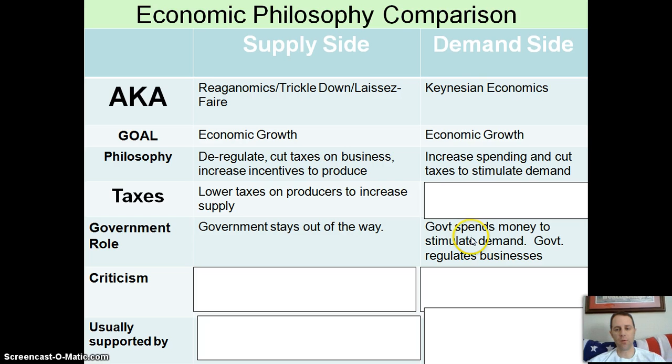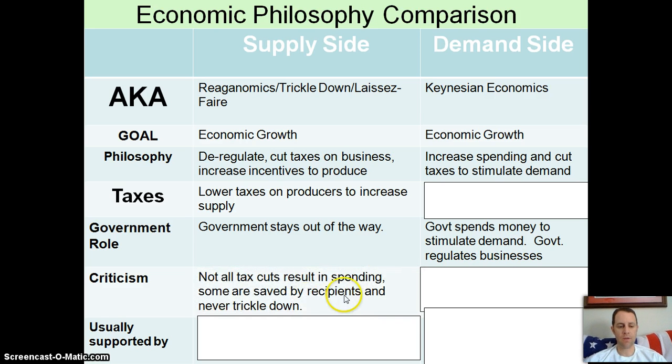Government role in demand side economics: government spends money to stimulate demand, and the government has a role to regulate businesses. More trust for business over here, more trust in the invisible hand, less trust for business on the demand side, less trust in the invisible hand to work things out, at least as Adam Smith described it.